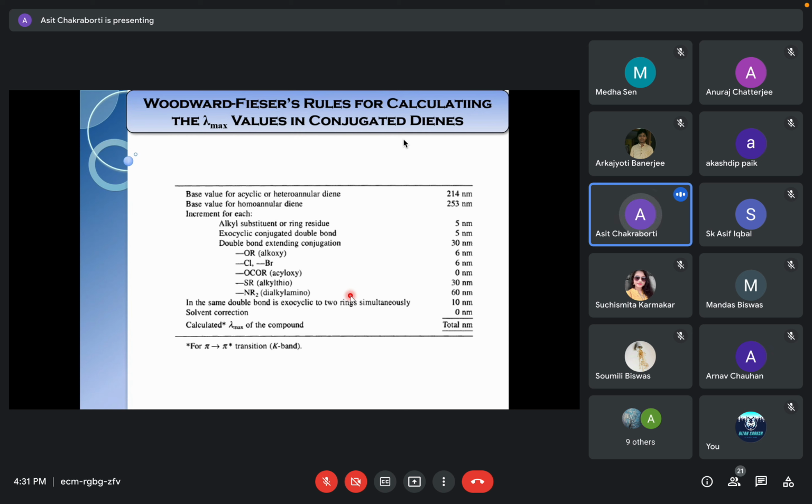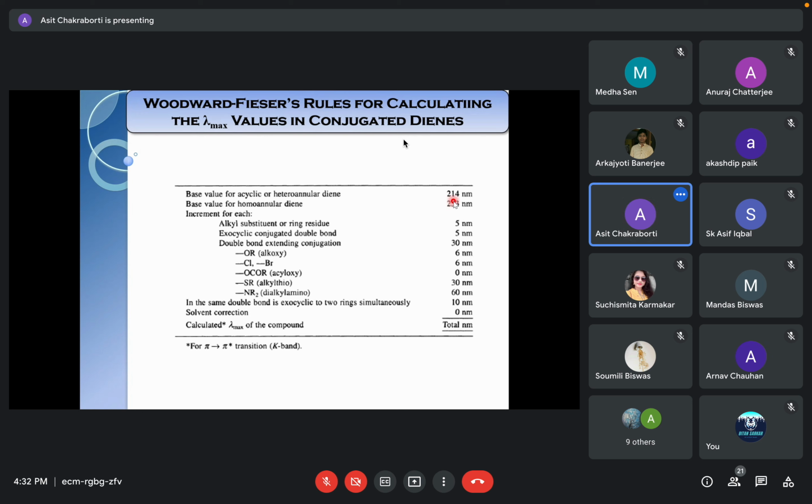They initially did a large number of compounds; steroids and terpenoids were the major molecules organic chemists were working on, and most of them have a diene system at least. They did a statistical analysis and made a table which provides data on how we can determine the structure of a new compound. This is called an empirical rule. If a molecule has a diene in a heteroannular fashion, it should be a minimum of 214 nanometers.